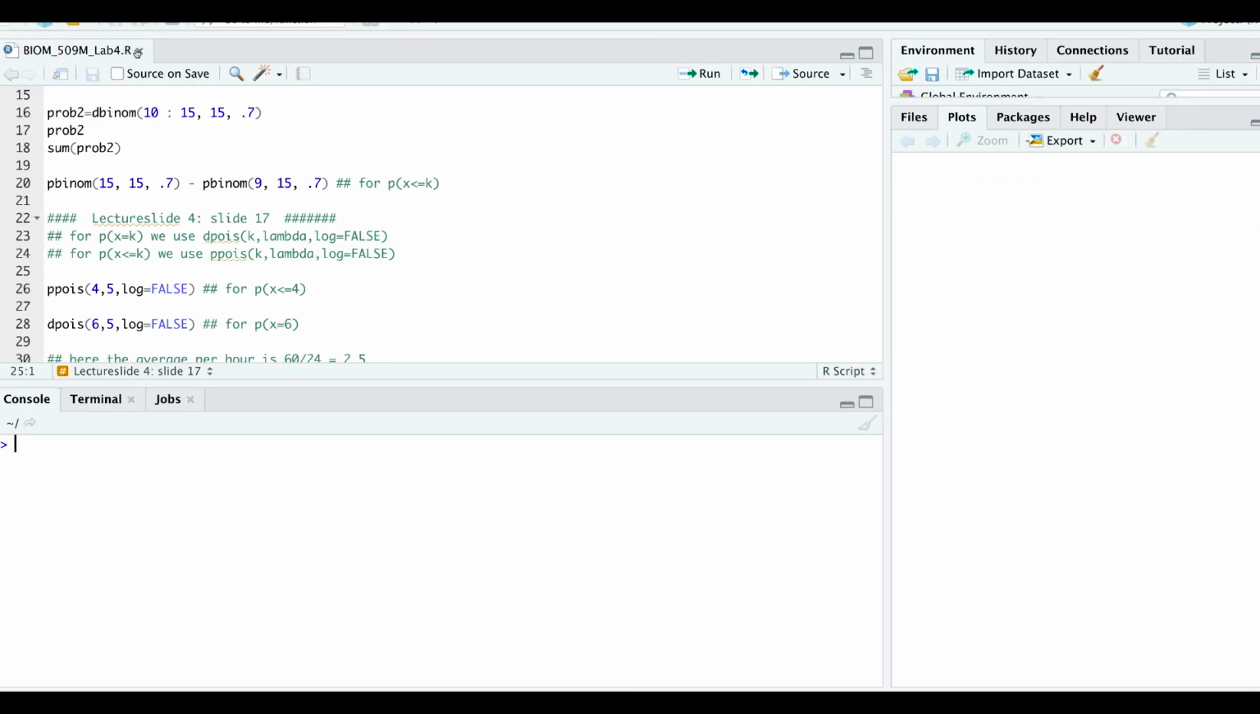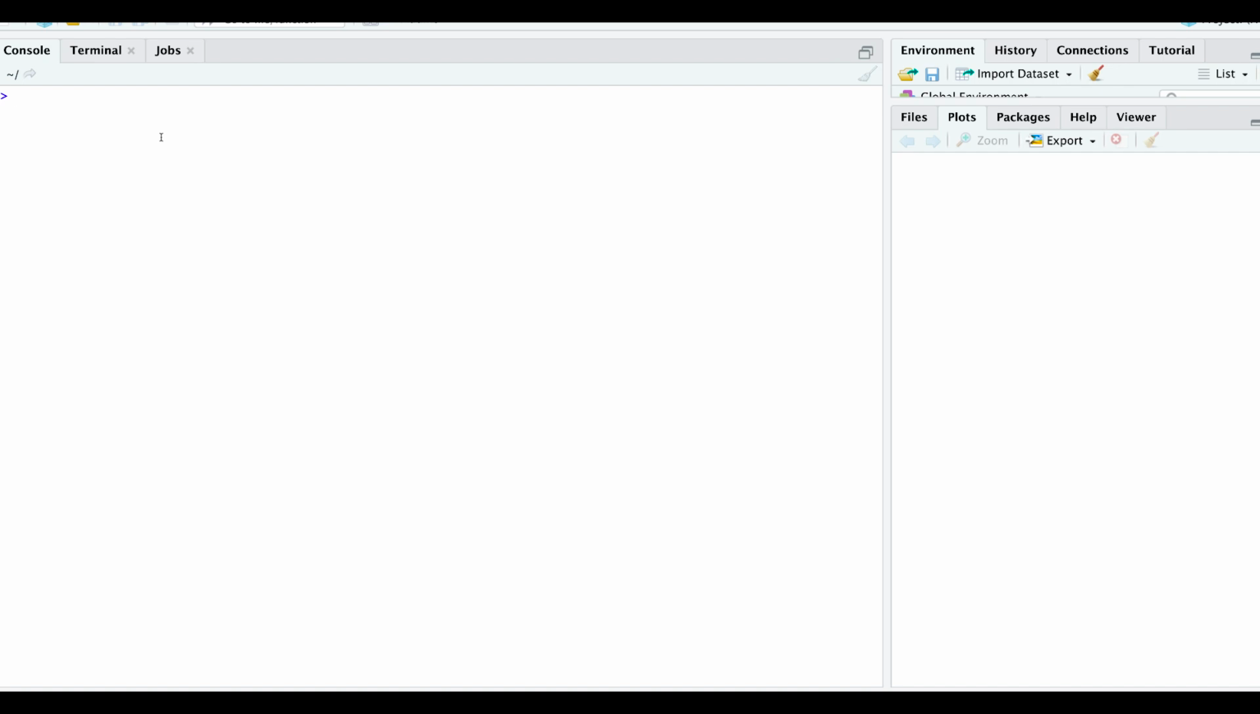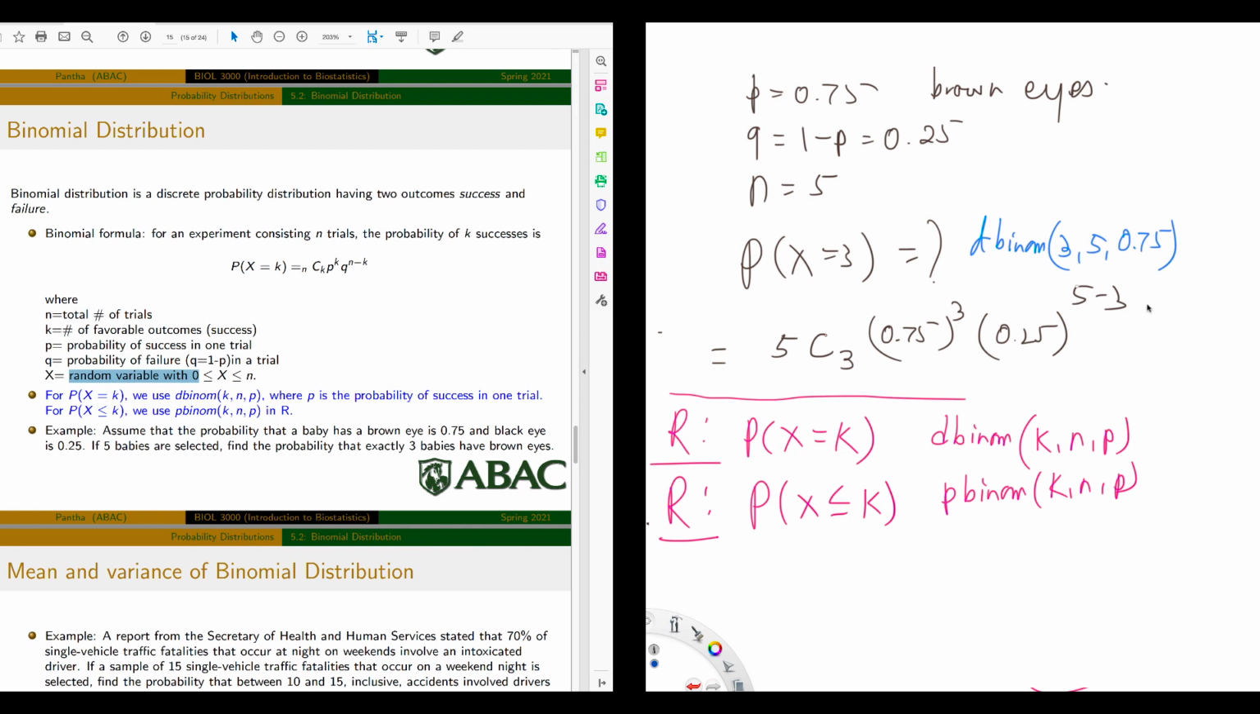So let me close whatever I have there. So it will be dbinom, and then k is 3, right? By the way, let me click here. dbinom, and then k is 3, n is 5, and then 0.75. This is what you get, 0.2636. That is the probability that if you select 5 babies, exactly 3 have brown eye color: 26.36% or 0.2636.